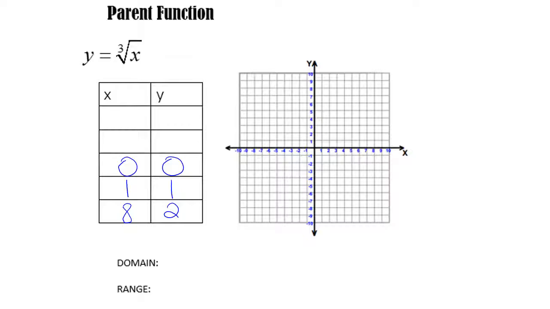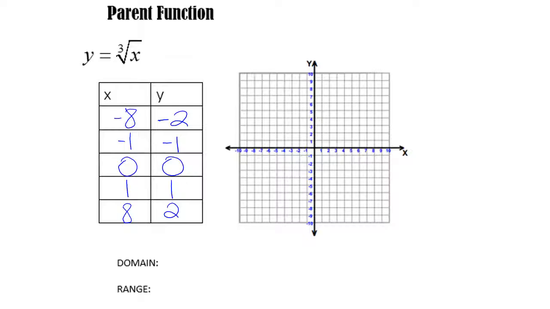Now, I left these top ones open because we also can take the cubed root of negative numbers. The cubed root of negative 1 would give me negative 1. The cubed root of negative 8 would give me negative 2. So those negative values matter in our table. We can see that it's very symmetrical.